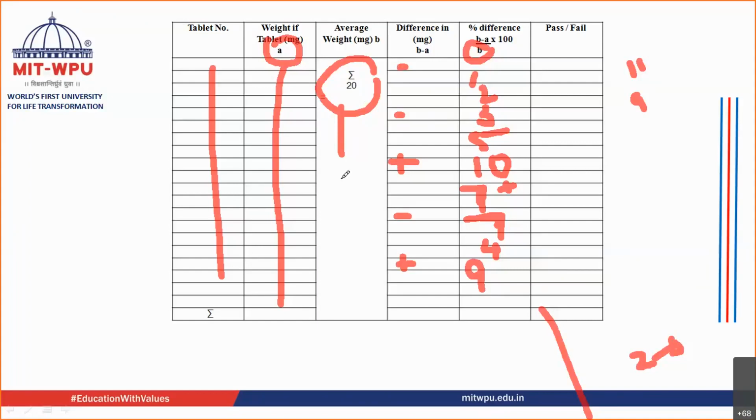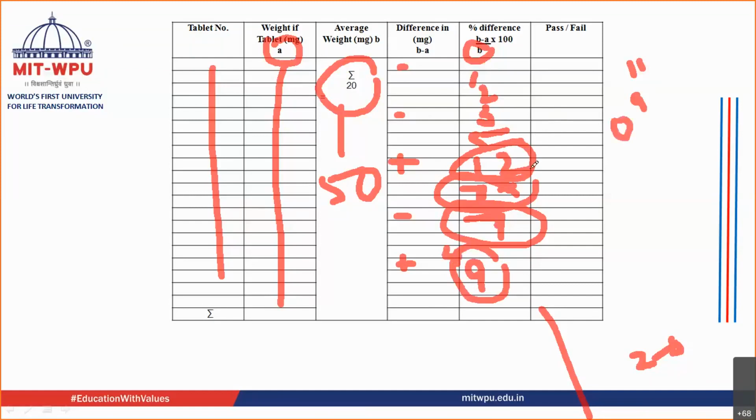If I say the average weight of the tablet is 50 milligram, which is less than 80 milligram, then you will say that this tablet has failed, this tablet has failed. Sorry, these three tablets have failed. Let us say this is 12 milligram. So if your average weight is 50 milligram, then you will say that this tablet has failed.